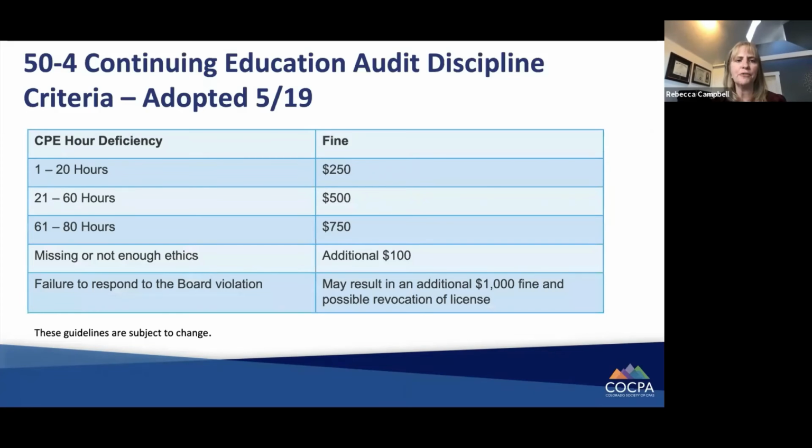Policy 50-4, continuing education audit discipline. In your materials, you'll see this slide. If you are deficient of 80 hours, you could get a $750 fine, an additional $100 if ethics is missing. And if you fail to respond to the board, you can get a fine of up to $1,000.